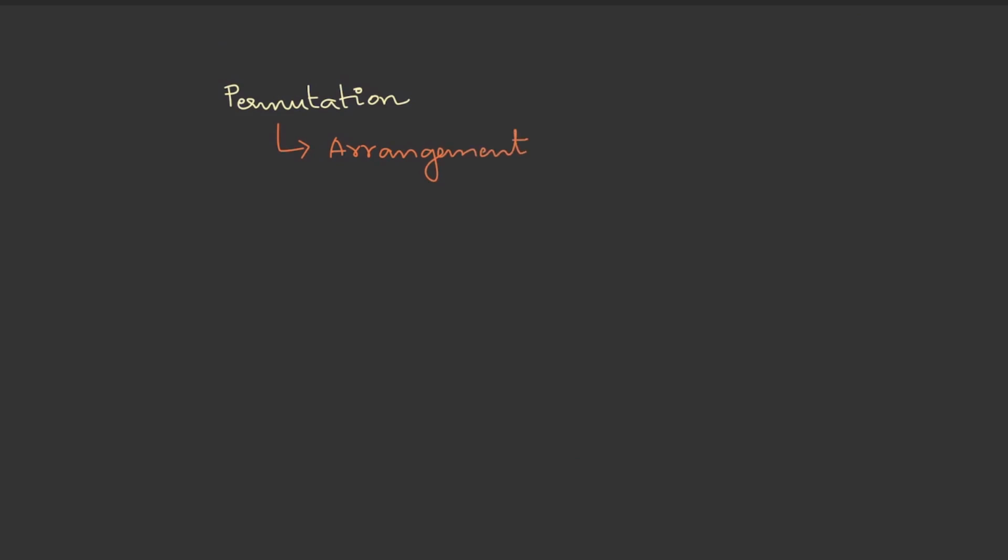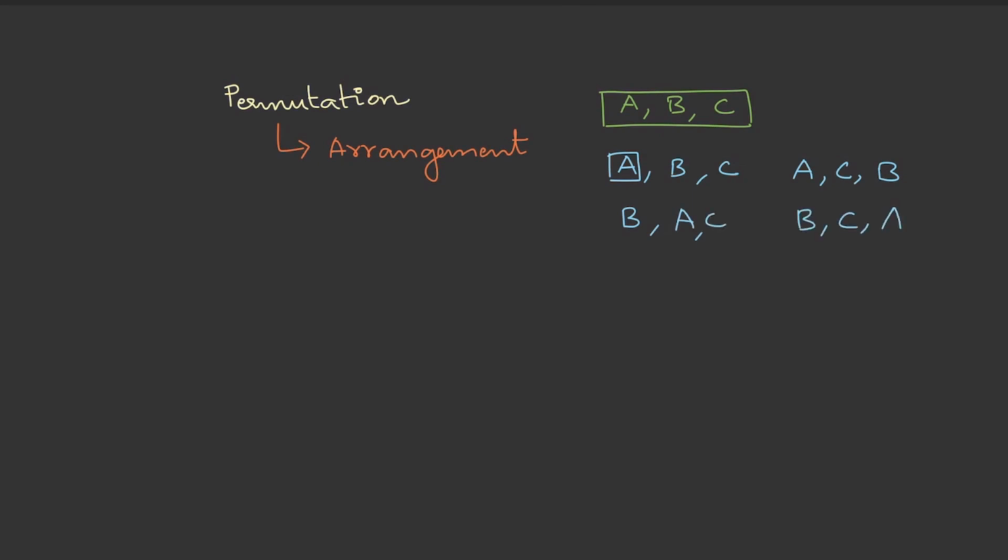That is, suppose we have three objects A, B and C. Permutation means that in how many ways can we arrange these objects. So let's try to list out the different possible arrangements. The first, ABC. Now here I'll fix A, then let me swap B and C. So the second possibility is A, C and B. Then B, A, C. Similarly B, C, A. Then C, A, B, then C, B, A. So these are the 6 possible arrangements with 3 objects.